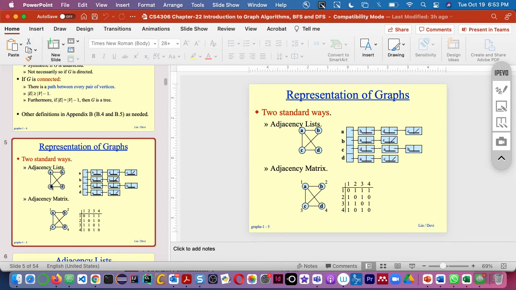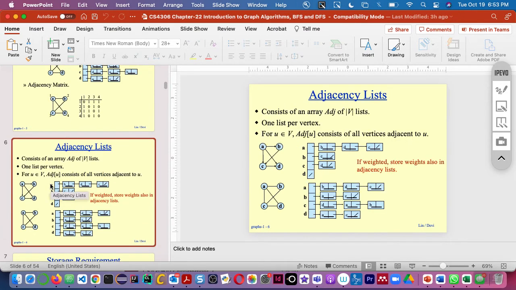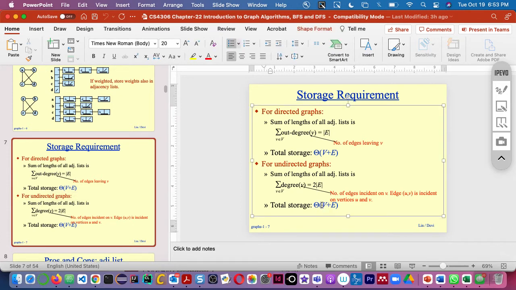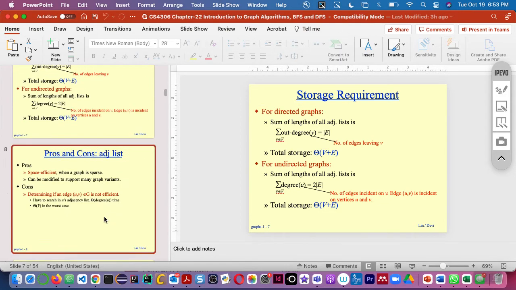Okay, that's it. Adjacency graph and adjacency matrix. Storage requirements, then how much memory it takes. So for a graph, it takes theta, which means plus minus, pretty much the same thing, in the usual case, the average case, number of V plus E. V is the set of vertices and E is the set of edges.